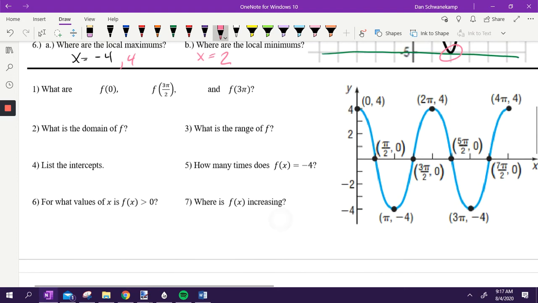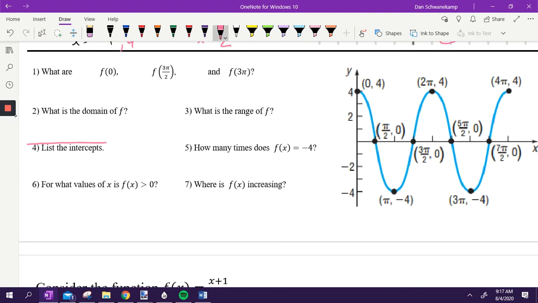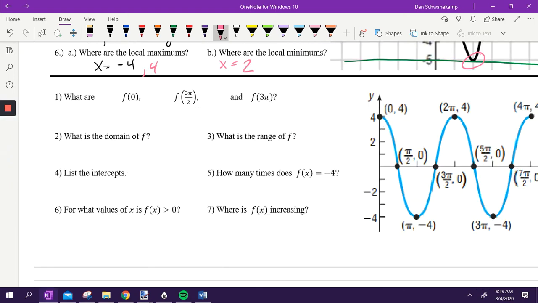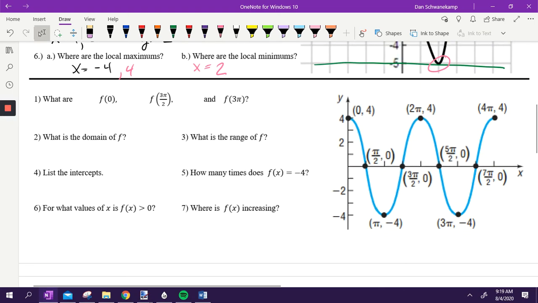Down below, I want you to do 1, 2, and 3 with your neighbor real quick. See what you can do, and we'll go over. We're trying to find f of 0 on this graph. What do you think f of 0 is here, Kendall? What you got? 4. F of 0 is 4. She's going to where the x value is 0. What's the y value? It's 4. Good. Aaron, what about f of 3 pi over 2? 0. F of 3 pi over 2 is 0. Good. She's looking at this right here, her x value.